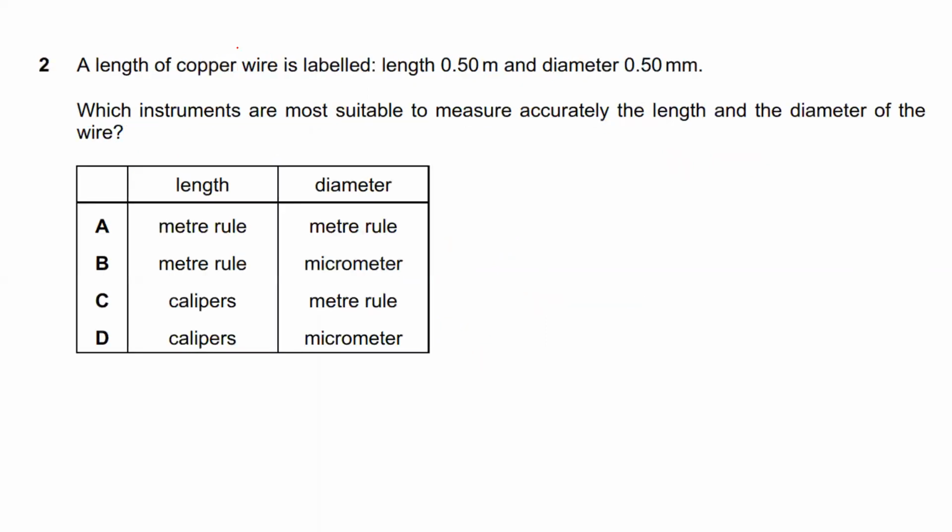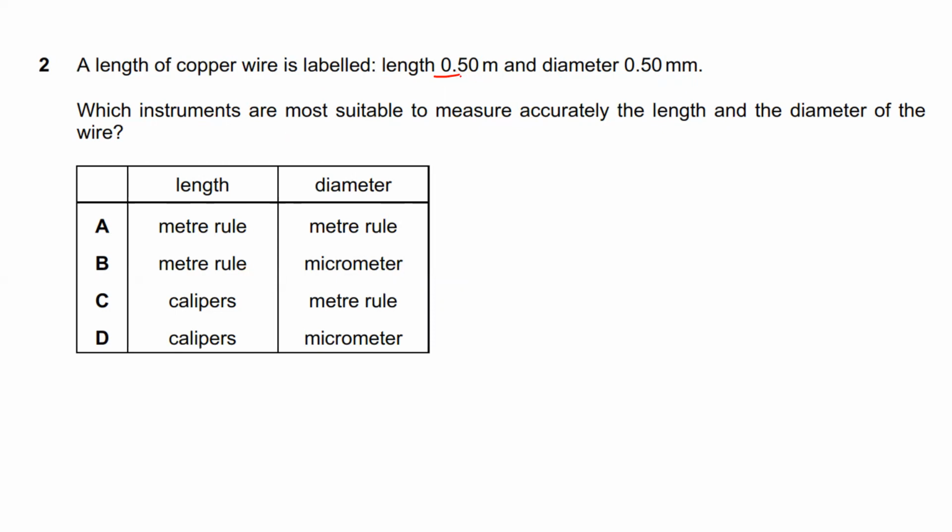Next question, it says a length of copper wire is labeled length 0.5 meters and diameter 0.5 millimeters. Which instruments are most suitable to measure accurately the length and diameter of the wire? So for the length, the options are meter rule and calipers, and similarly for diameter, the options are meter rule and micrometer.